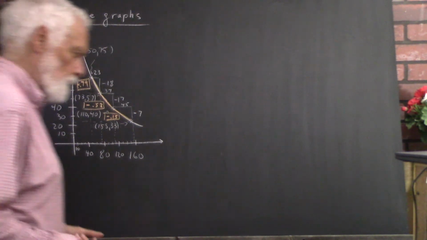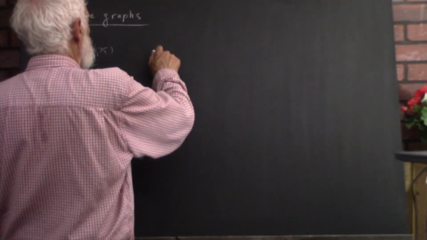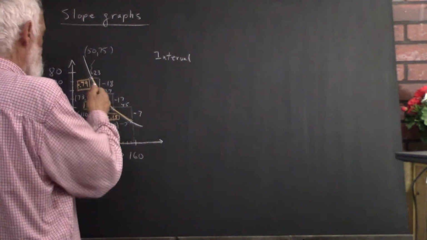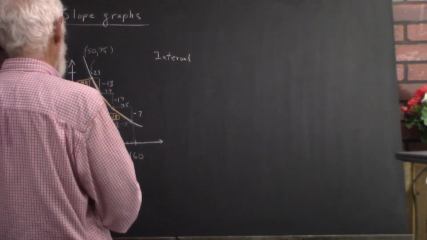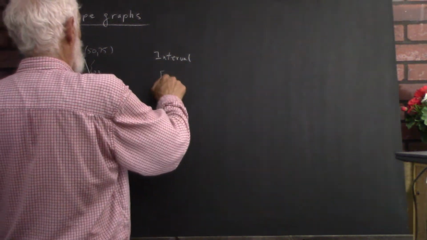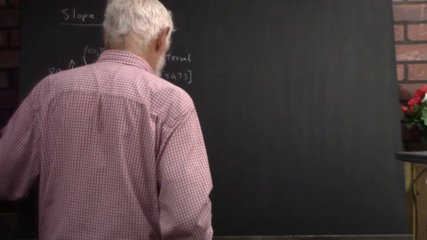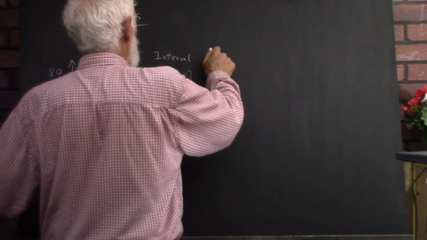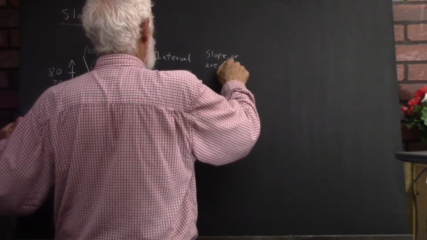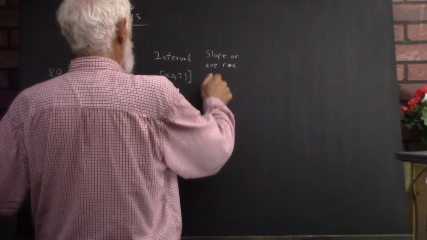Where to put my white chalk? Okay, interval for each slope. The interval here would be, now I got to go back to my estimates. No, I can read it. I know where to look. It's 50, 73, and the slope, which I'll also refer to as average rate of change, abbreviated ROC, is negative 0.79.